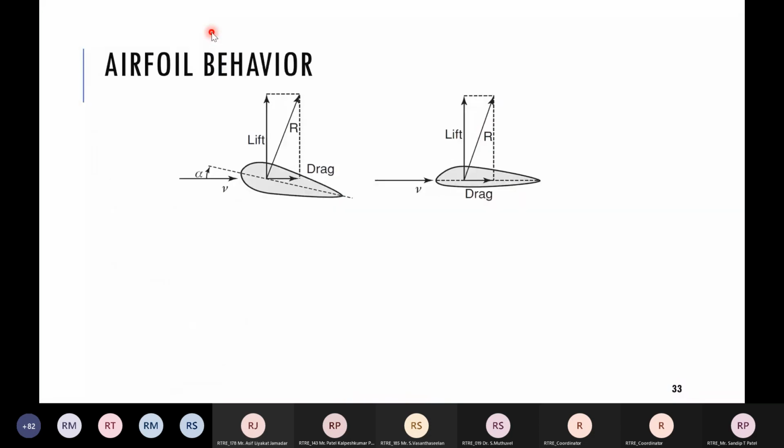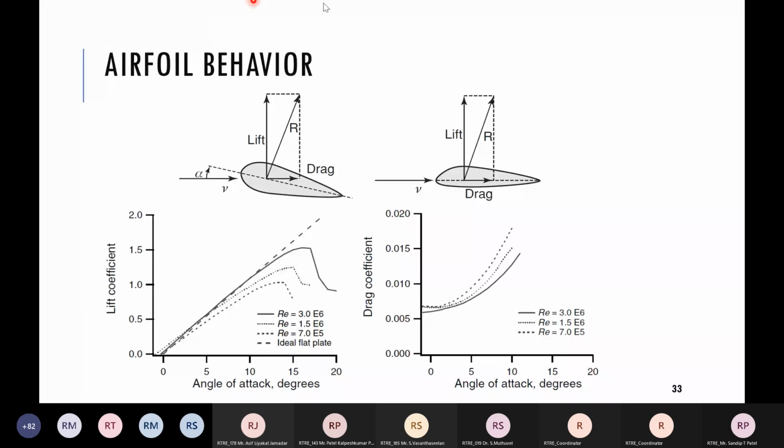Now, if we plot the graphs, two airfoils are depicted over here, symmetrical as well as unsymmetrical. If the angle of attack for the unsymmetrical blade is 0, then also it will have a lift force, because the geometry is not symmetrical.